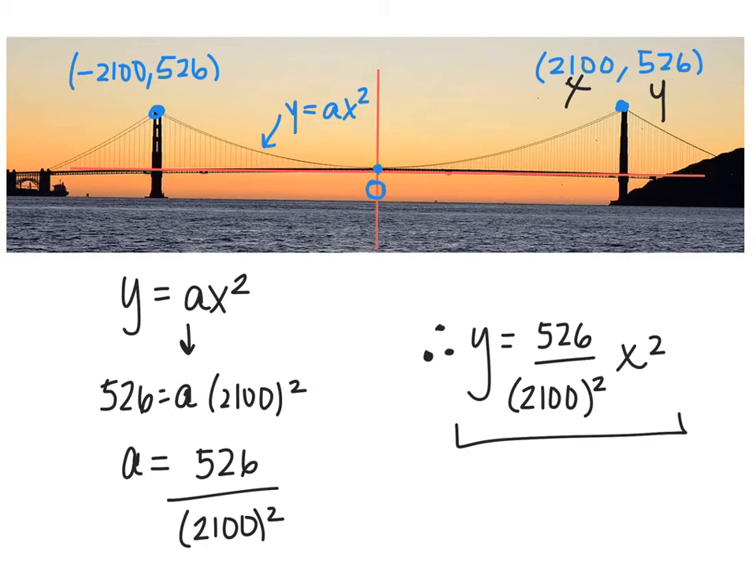So I pick this point here, and I plug its information into that equation, so x and y, and I get a to be this fraction. I'm going to leave it that way. So plugging a into here, this is the equation of that curve.